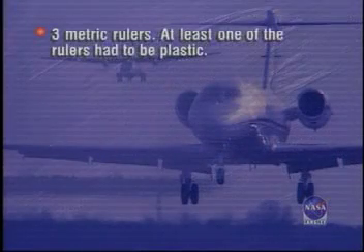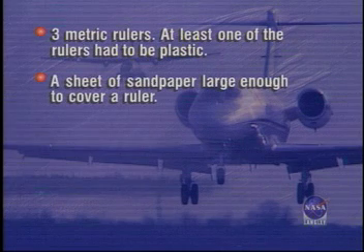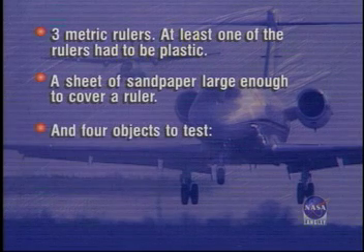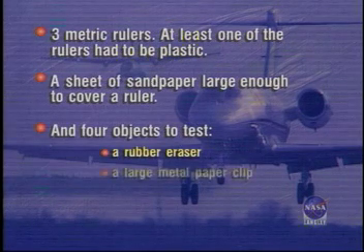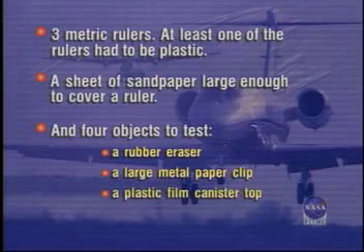The following materials were collected for our experiment. 3 metric rulers, at least one of the rulers had to be plastic, a sheet of sandpaper large enough to cover a ruler, and 4 objects to test: a rubber eraser, a large metal paper clip, a plastic film canister top, and a small dice.